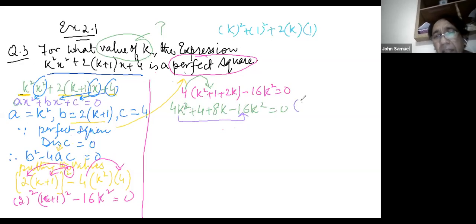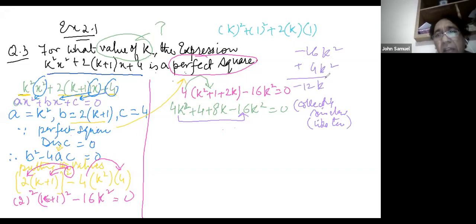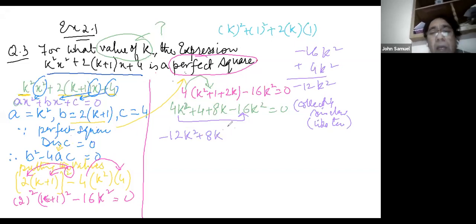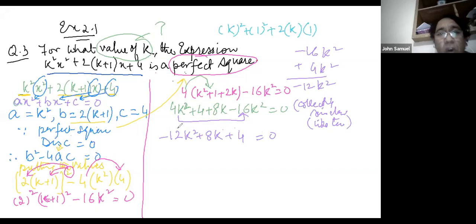So we will be collecting similar and like terms. तो आपने similar terms को collect कर लें. Minus 16k square is here, and this 4k square you will subtract, you will get 12k square. So we'll write here minus 12k square, then we can write plus 8k in order, as you know that according to the quadratic equation, and then finally we can write 4 as constant is equal to 0.